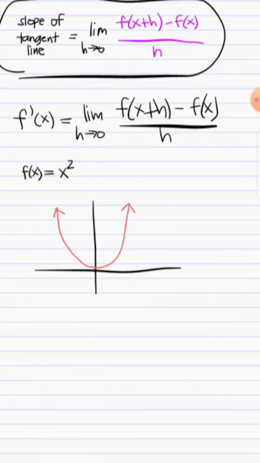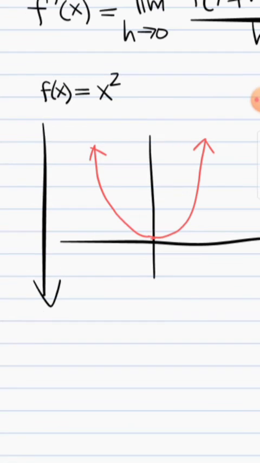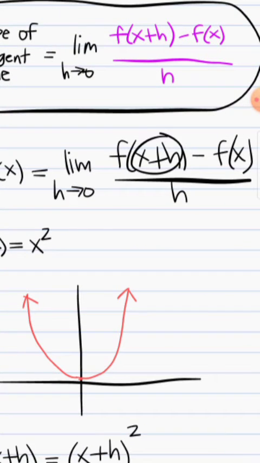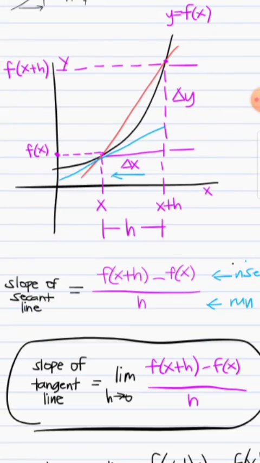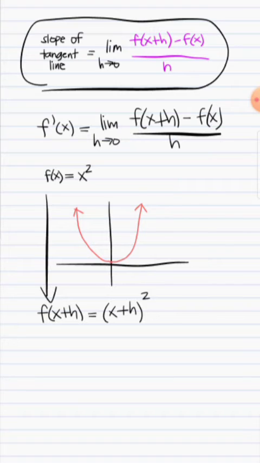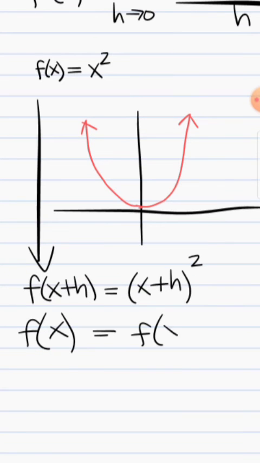f of x plus h. So what is the function if we insert x plus h? So f of x plus h is equal to x plus h squared. We're just going to insert this point because as you can see here, it's just a point. It's on the x values, this one and this one. So we can insert that into our function. And here, it says it's just x, so f of x is just x squared.